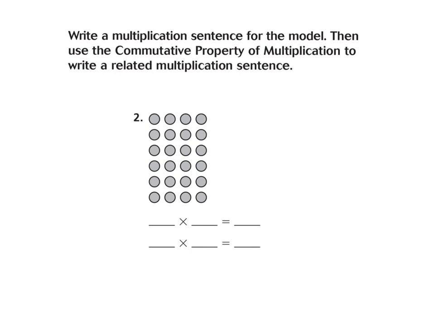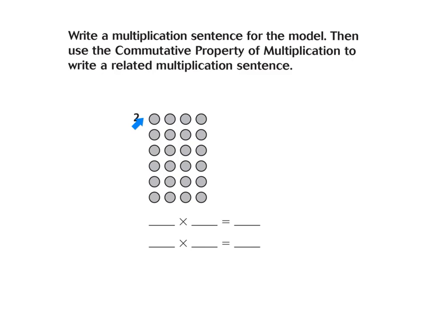Now let's open up to page 59 in your Go Math workbook. Remember, you can pause this video at any time you need to work the problem out on your own or catch up. The directions say, write a multiplication sentence for the model. Then use the commutative property of multiplication to write a related multiplication sentence. Remember, related means it uses the same factors, just in a different order.